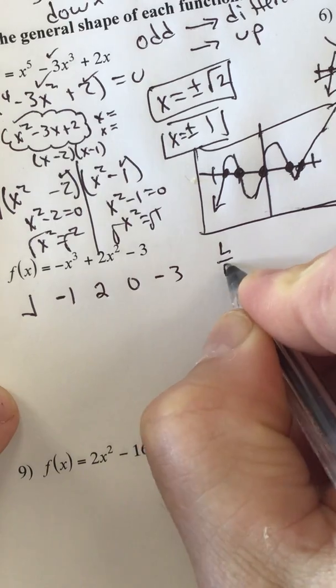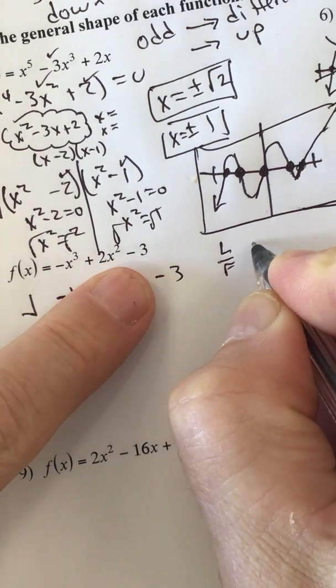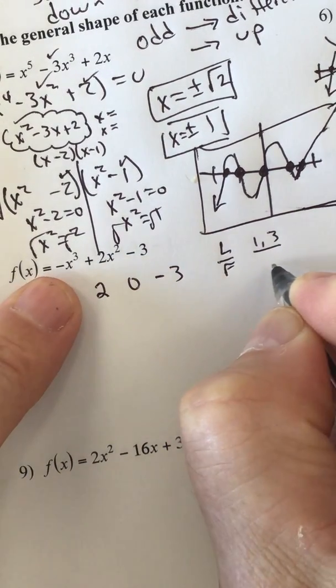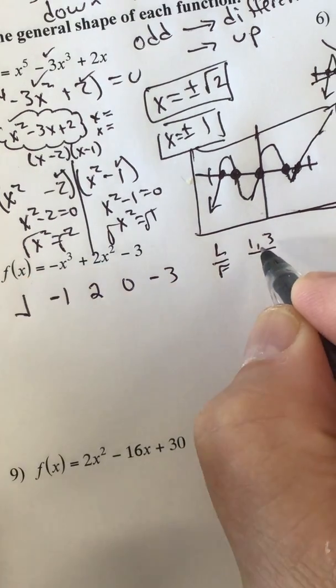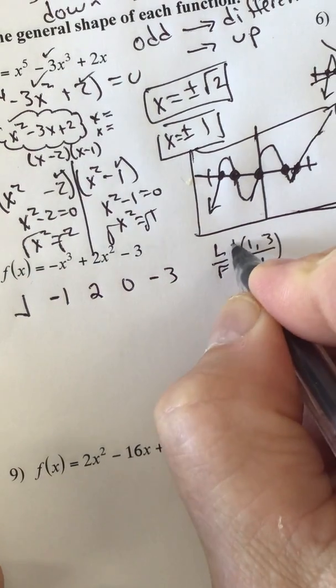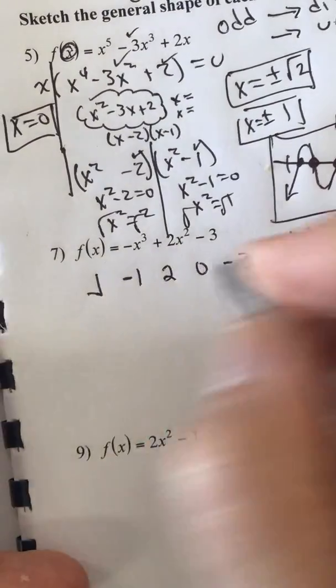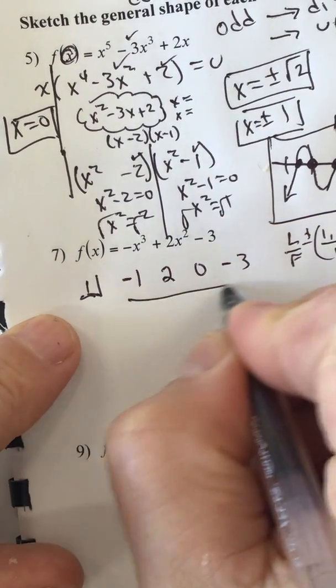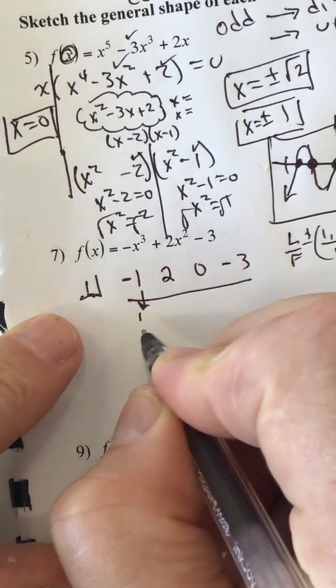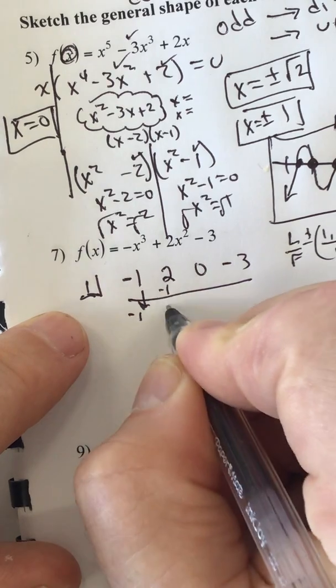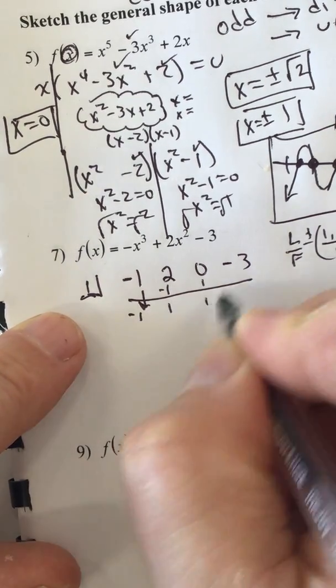Okay, last over first. The factors of 3 are 1 and 3. The factors of negative 1 are 1. So there's only 4 possibilities. Plus and minus 1 or plus and minus 3. So let's see if we get lucky right off the bat. 1 times negative 1 is negative 1, add. 1 times 1 is 1, add. So that didn't do it.